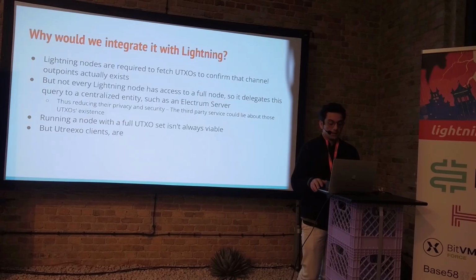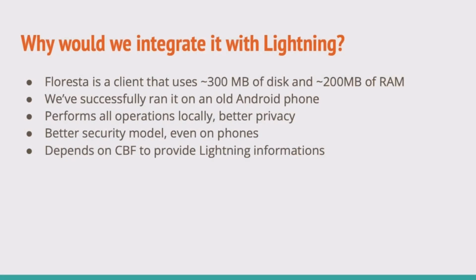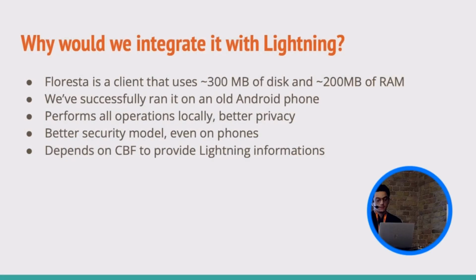Lightning nodes. And the project I work on, Floresta, is a lightweight client. It can either be fully validating, so you validate everything, you're just not keeping stuff, and there are some alternative trade-off methods. I'm not going to go into them too much, but it's meant to be the lightest Bitcoin client you can have, while still having great privacy and security. It uses about 300 megabytes of disk and 200 megabytes of RAM.